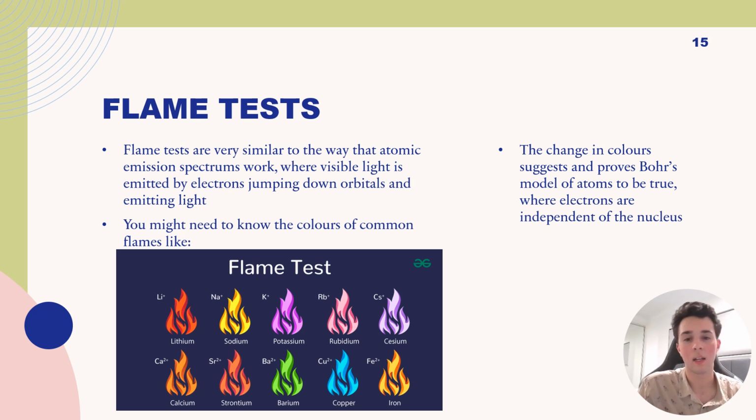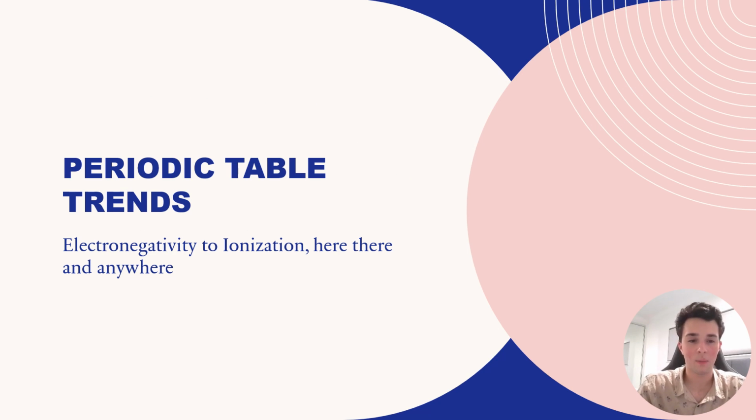One interesting thing though is that the changing colors for a flame test actually prove the model of the atom we saw earlier, where the electrons are in orbitals and separate to the nucleus. In previous models in history, it was believed that the electrons were all bundled into the nucleus, whereas Bohr proposed that they were not, and that they were on separate energy levels, and the flame test proved it.